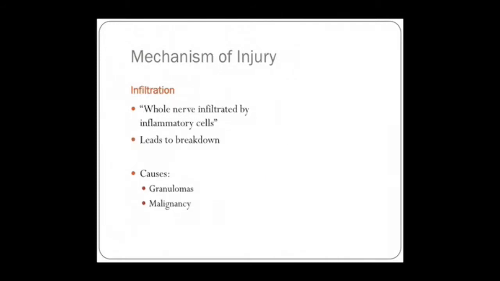And then finally, infiltration. In this, rather like what Rashmi was talking about with giant cell arteritis, the actual nerve gets infiltrated with inflammatory cells, and that leads to breakdown of the nerve. The two common causes here are granulomas, so that's both sarcoid and TB, any of the diseases associated with granulomas, and then finally malignancy as well.